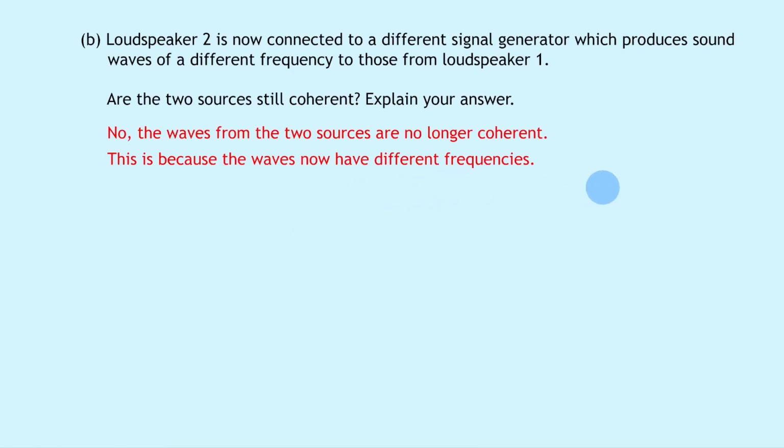So we really need our 2 sources of sound waves or 2 loudspeakers to be connected to the same signal generator in order for the 2 waves to be coherent. If you have your second loudspeaker connected to a different signal generator from the first one, then chances are the 2 waves are not going to have the exact same frequency and therefore are not going to be coherent.